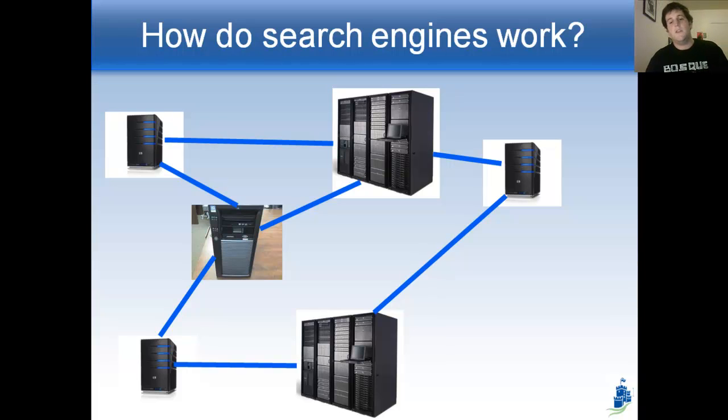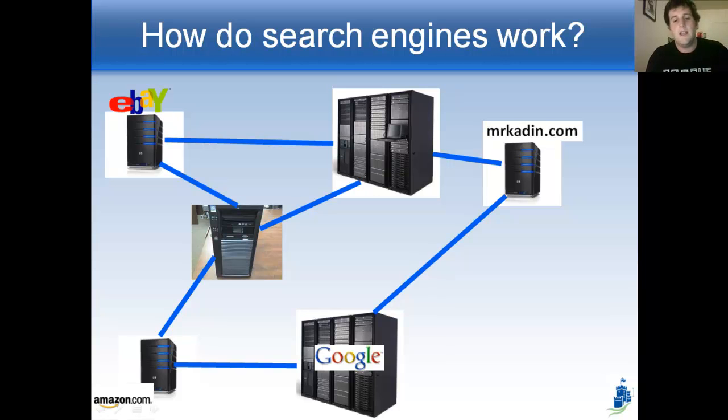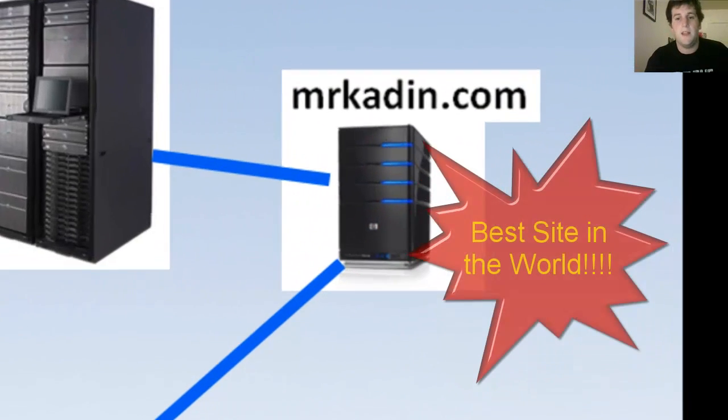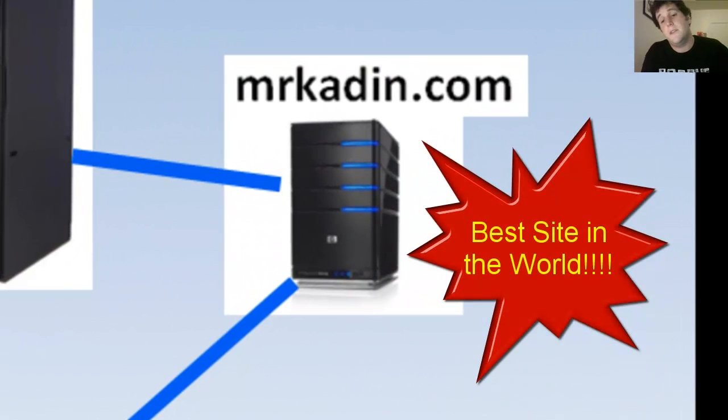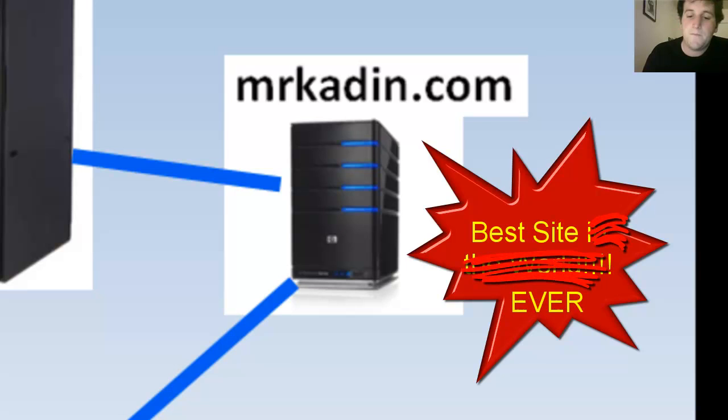Now, what does a search engine do? Well, think about it. There are millions of computers out there, all connected in this internet. A search engine has to make it so that if we search something, we can find it on any of those different computers. Tricky stuff. Let's say that these ones are owned by Google, those by Amazon, those by eBay, and then, of course, the best website in the world, MrCaden.com. It's one of the top sites ever, in fact.